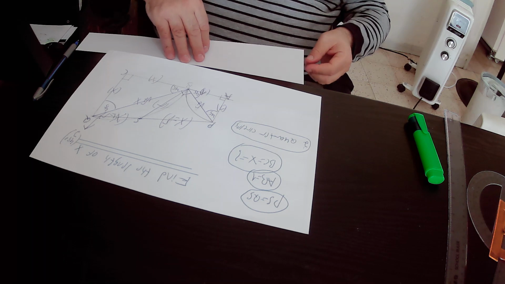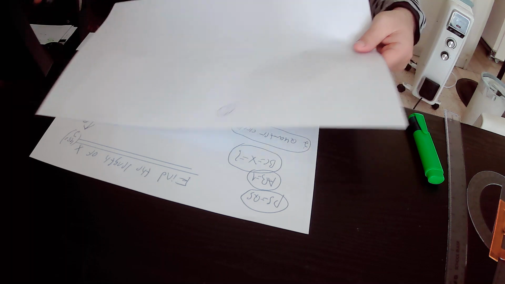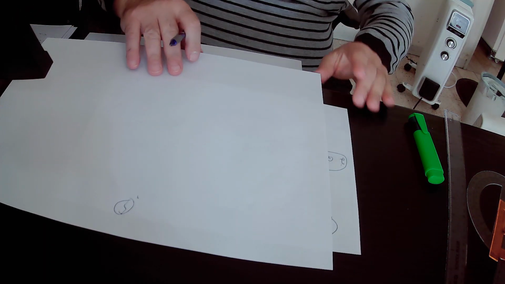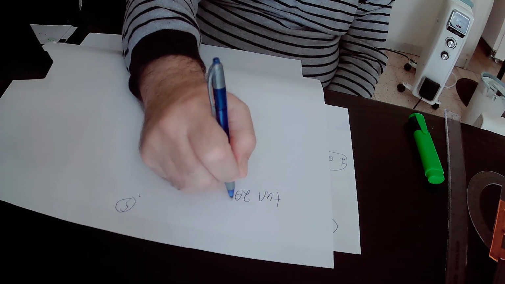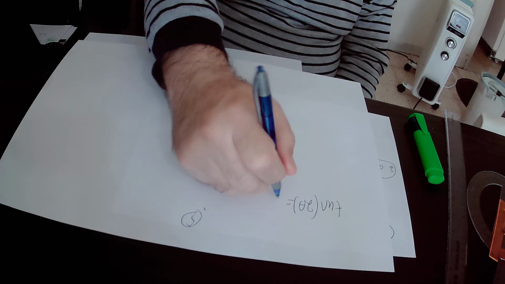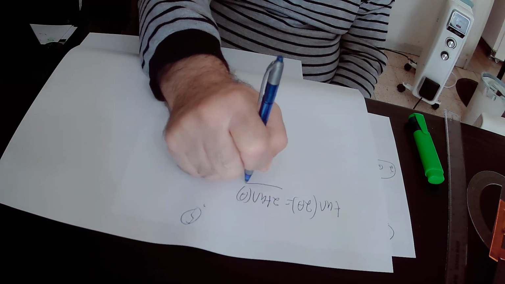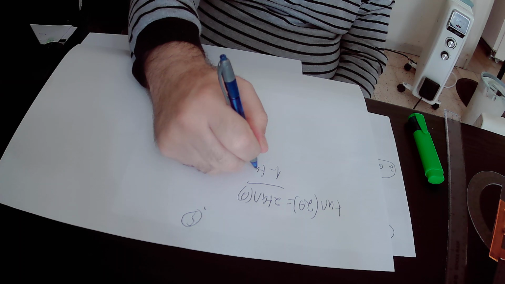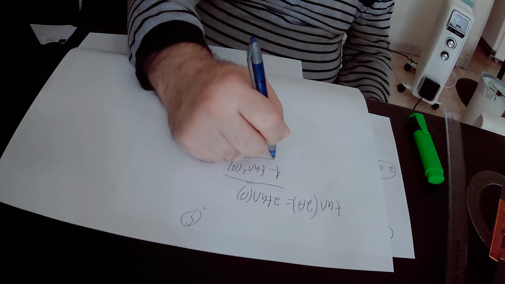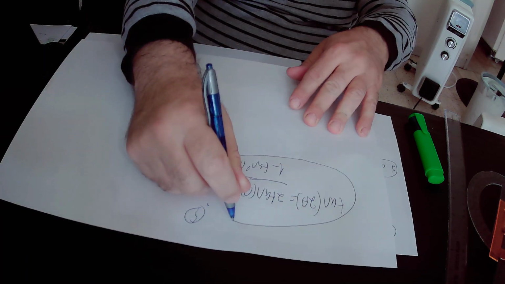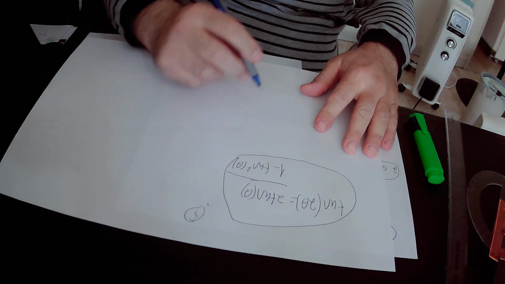But we also have the trigonometric identity that states that tangent 2 theta equals 2 tangent theta over 1 minus tangent square theta. Repeat again, according to this trigonometric identity, tangent 2 theta equals 2 tangent theta over 1 minus tangent square theta.